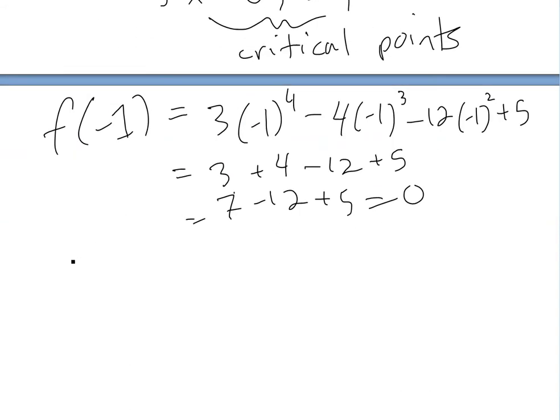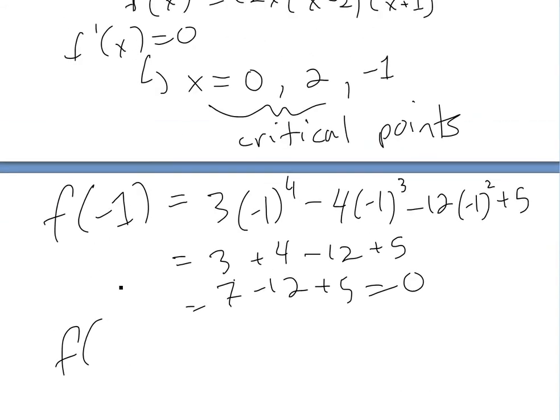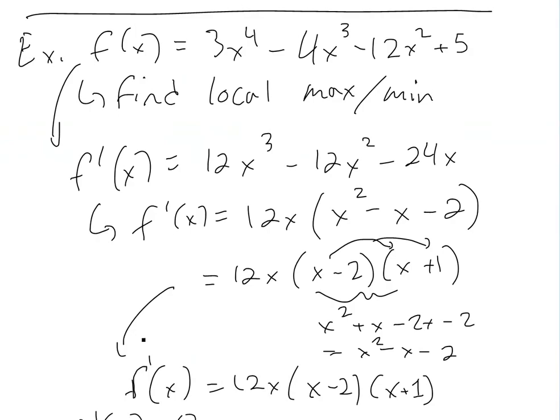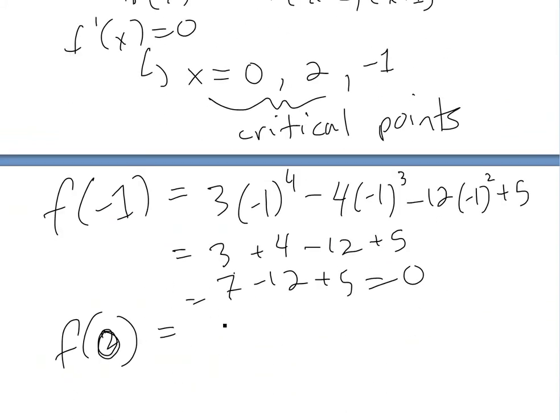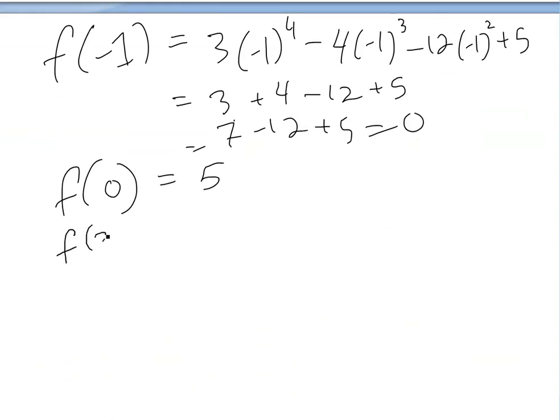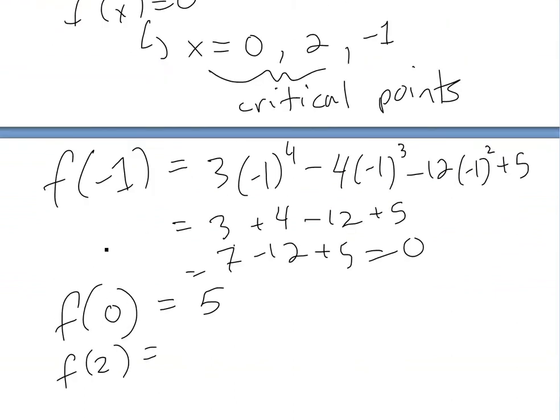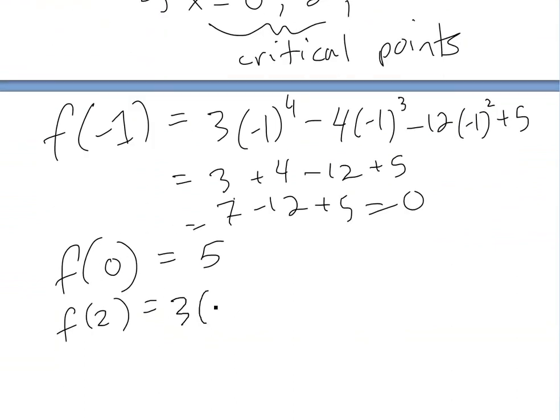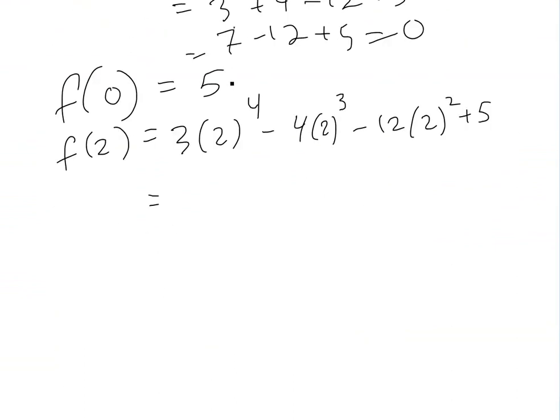And then I just want to quickly get these other ones out as well. f of 2 is equal to, actually let's go f of 0 first. f of 0 is just 5, just put the 0 in everything. And then f of 2 is equal to 3 times 2 to the 4 and so on. You could put this in a calculator or solve it manually. I'll do it quickly here.